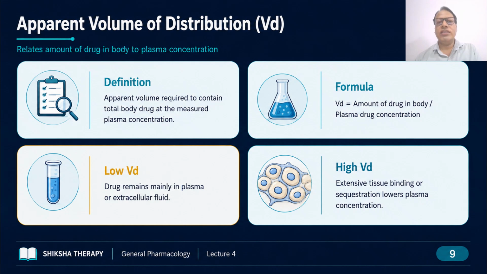Low VD generally suggests that the drug remains mainly in plasma or extracellular fluid. High VD suggests extensive distribution or binding within tissues, resulting in a relatively low plasma concentration. Remember, VD is an apparent volume, not necessarily a real anatomical volume.